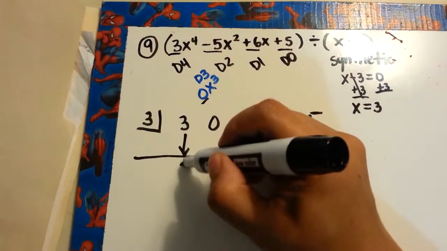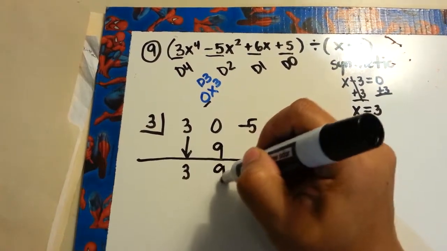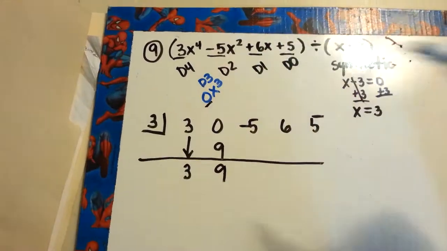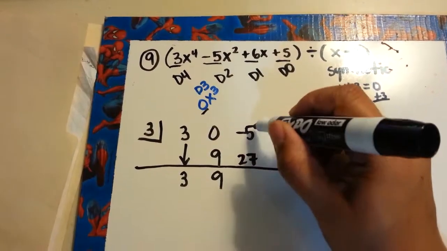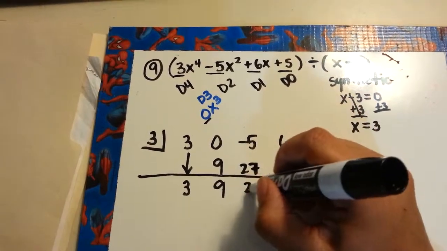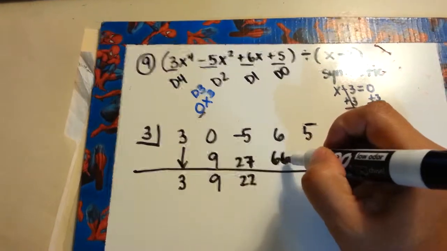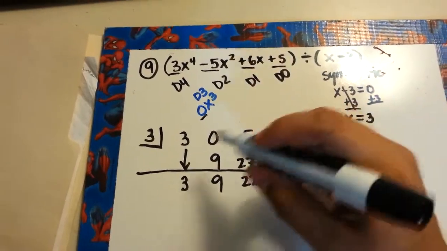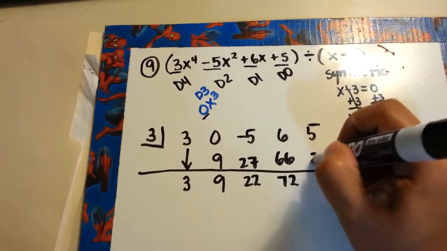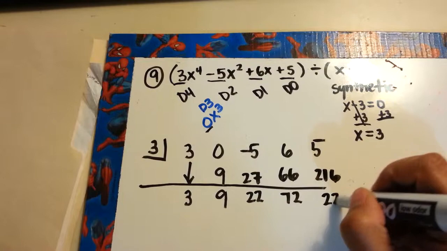Bring down the 3. 3 times 3 is a 9. 9 plus 0 is 9. 9 times 3 is 27. 27 and negative 5 is a 22. 22 times 3 is a 66. 66 and 6 is a 72. 72 times 3 is a 216. 216 and 5 is 221.